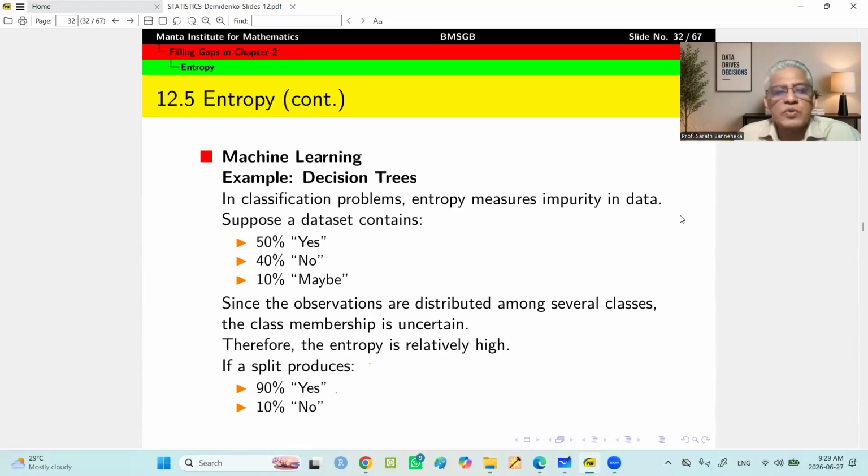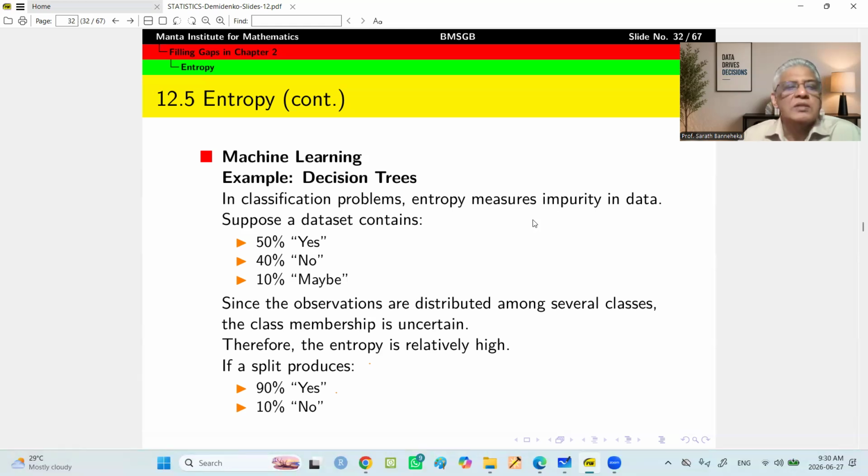But on the other hand, suppose there are only two categories, where there are 90% yeses and only 10% no's. If somebody asks you to predict the next observation that you got, there's a high probability that the next one will be yes. So therefore, the entropy there is less.